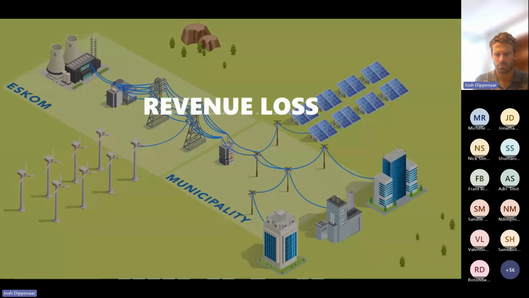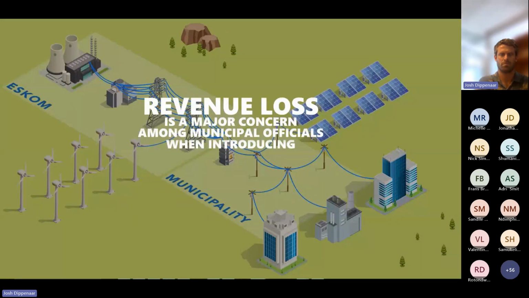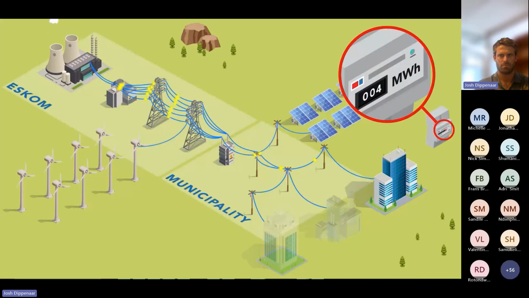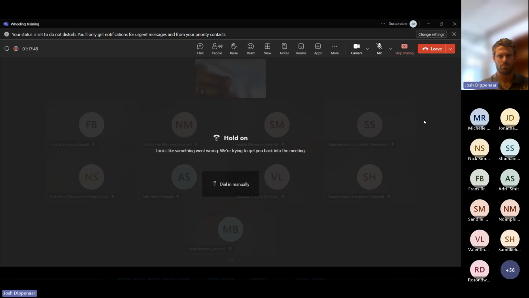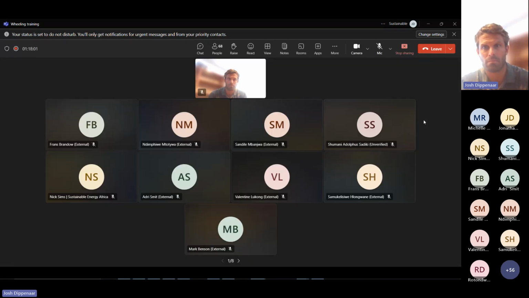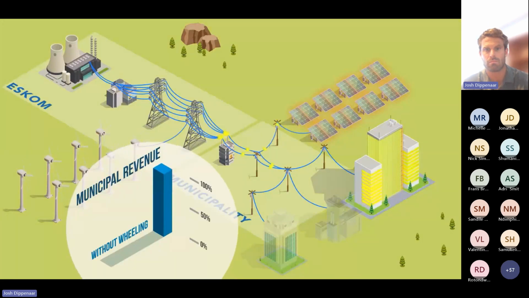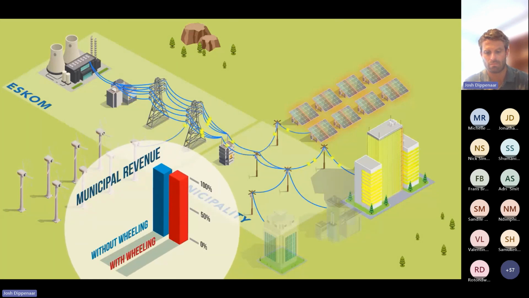Revenue loss is a major concern among municipal officials when introducing new services like wheeling. To understand the revenue impact of wheeling, it is important to understand that when customers receive wheeled energy, their energy consumption does not change. Municipalities should charge wheeling customers for using the grid at the same rate as they were charged when using Eskom energy. These use of system charges will ensure municipalities will not see a change in their revenue.